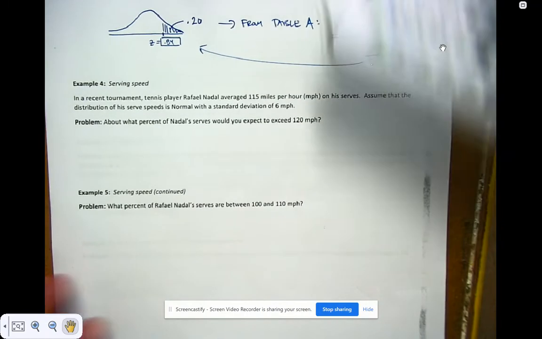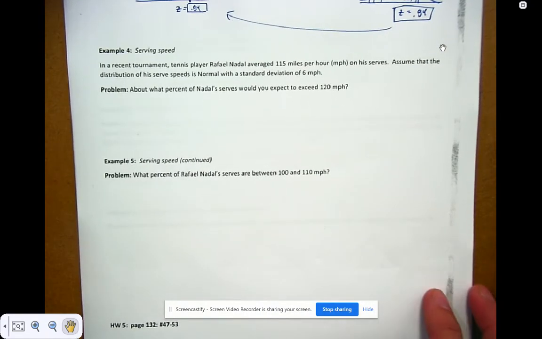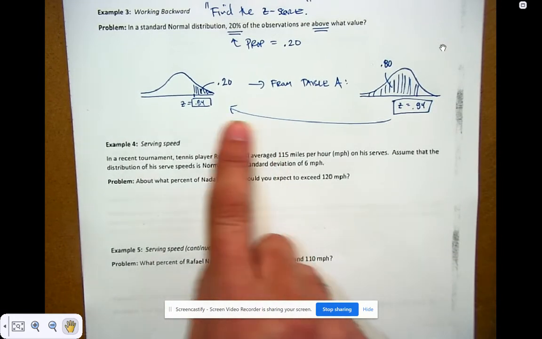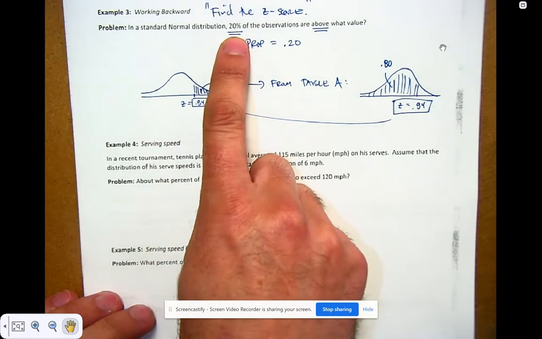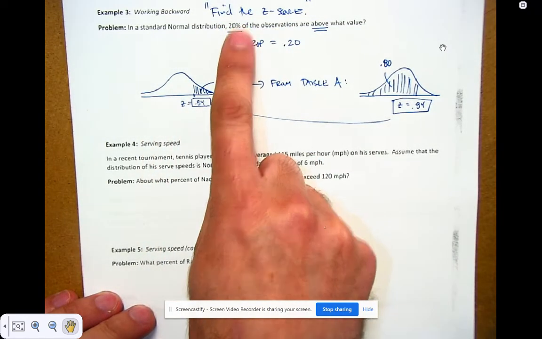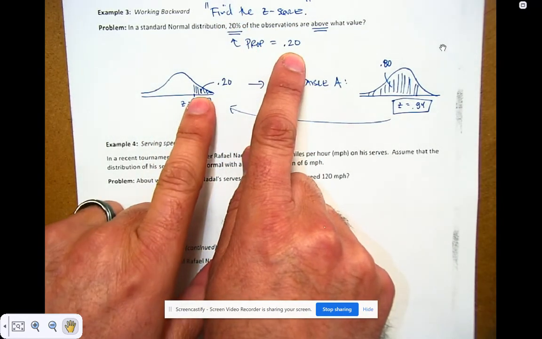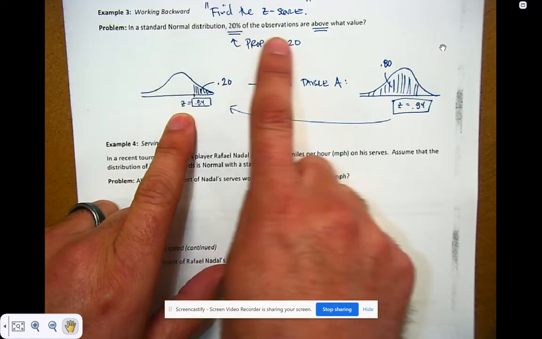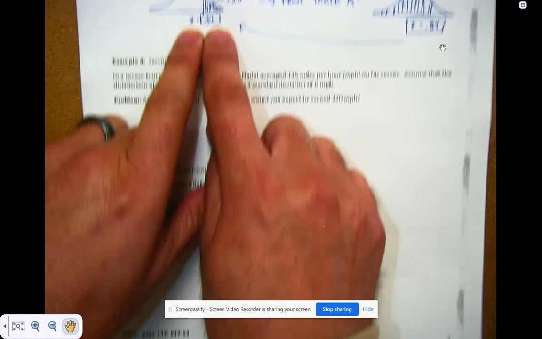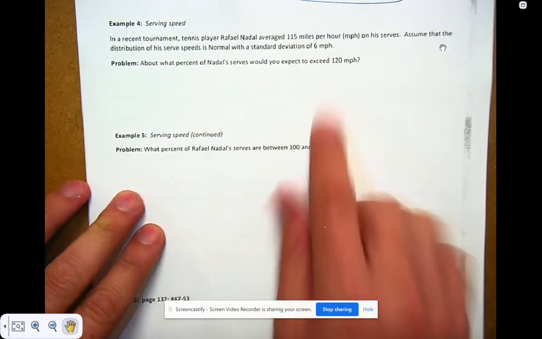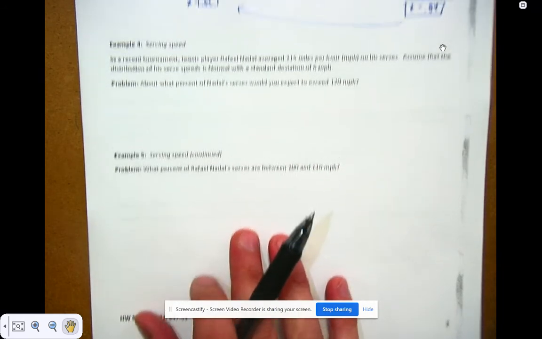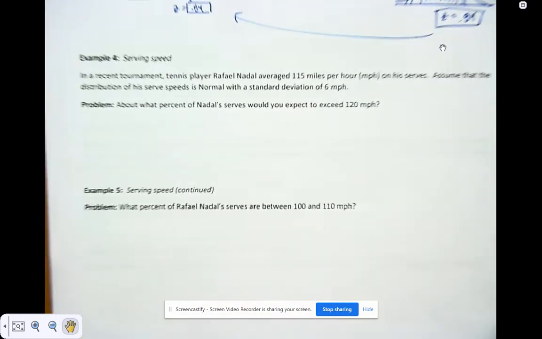Hi guys. Okay, so we're back here, and we're going to finish up this last section. You can see we just ended on the last video where we're looking for the backwards, where we were given the proportion underneath the curve and had to find the z-score. That's only when you're finding a z-score. Down here, this is not backwards. We're going to go back and use some information here to work through using a z-score.